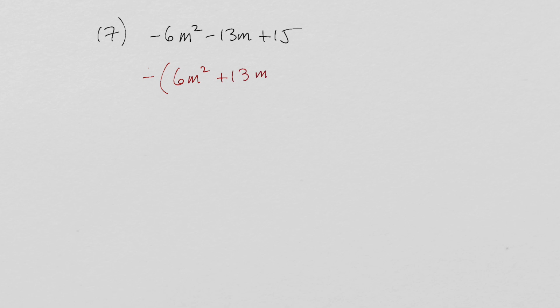Okay, number 17 says negative 6m squared minus 13m plus 15. And I don't like this first term to be negative, so I'm going to start by factoring a negative out. That's going to flip the sign of everything. Now what I'm going to do is multiply 6 times negative 15, and I'll put that number off on the side, and it's negative 90. I'm looking for factors of negative 90 that add up to positive 15.